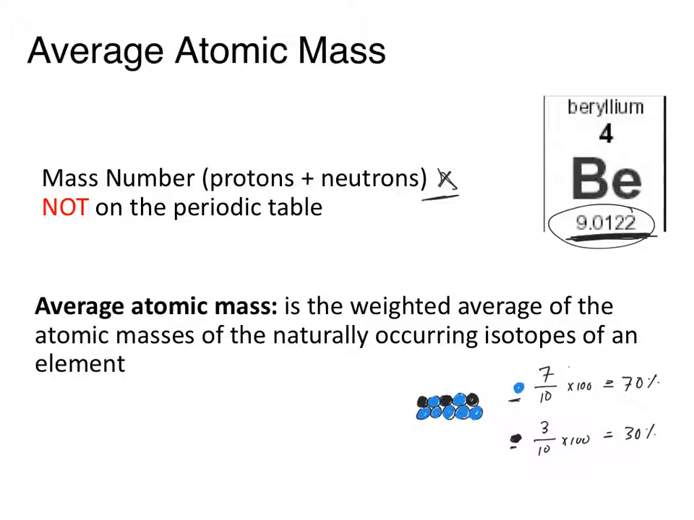Okay, and if the blue isotope and the black isotope are what make up the average atomic mass, 70% of that mass is going to be coming from the blue isotope, and 30% of that number for the average atomic mass is going to be coming from the black isotope. So basically this is what average atomic mass is, and now we're going to look at how to actually calculate this for real examples.